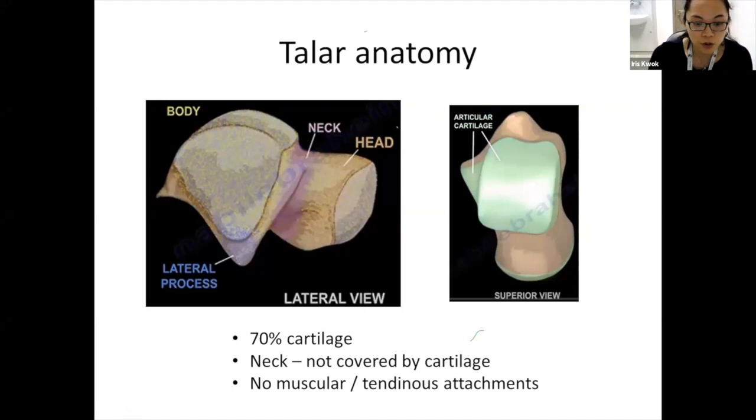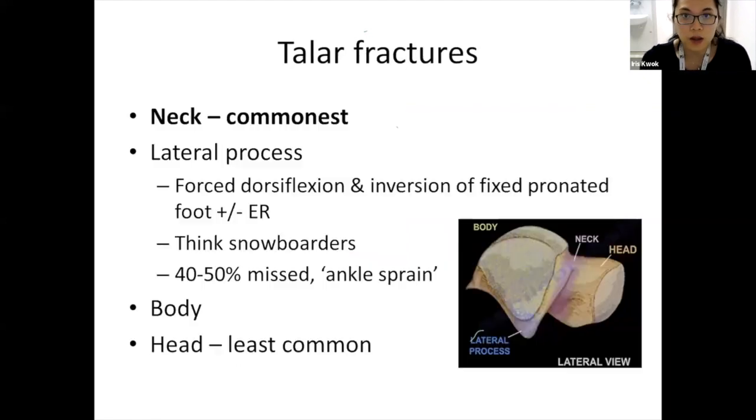The interesting point also is that there are no muscles or tendons that attach directly to the talus at all. You do get ligaments, but not muscles as such attaching to it. So amongst fractures of the talus, fractures of the neck are by far the commonest. They account for 50% of talar fractures.